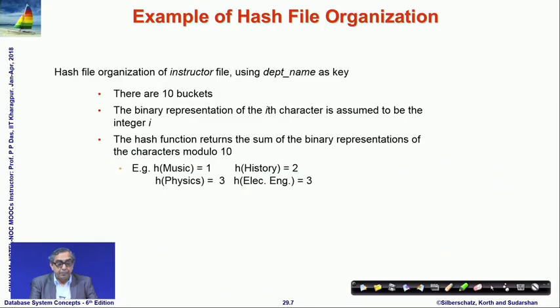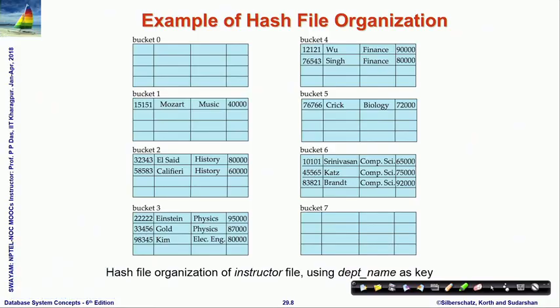So, for the hash value of Music, we take the binary representation of M, which is the ASCII code of capital M, then add the ASCII code of the lowercase u, and so on, and do that modulo 10, and we get a value which is 1. Naturally, since we are doing modulo 10, which is the number of buckets here, we will get a result for the hash function between 0 and 9, which is the bucket address where it is expected. So, here we are showing an example.